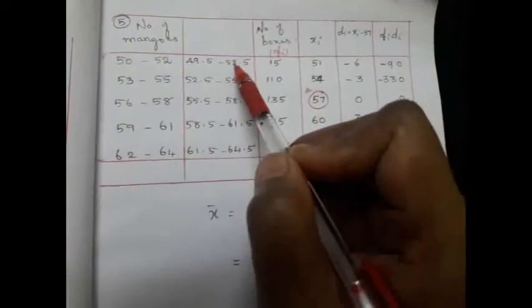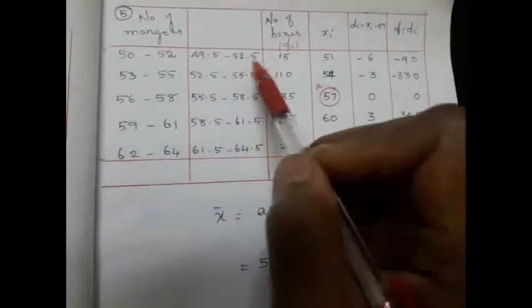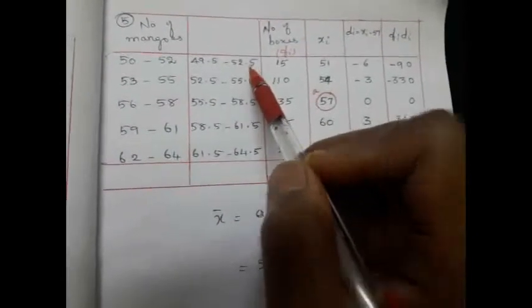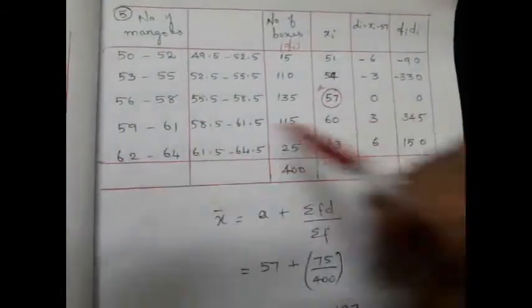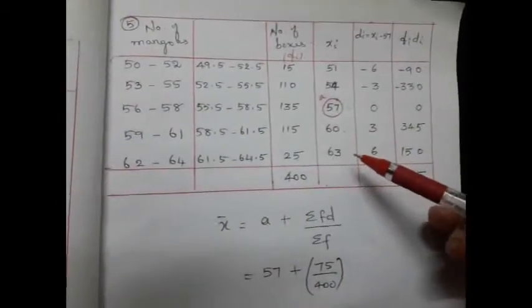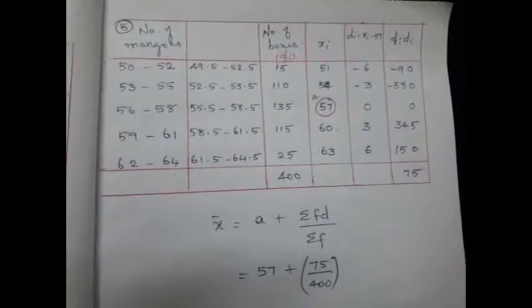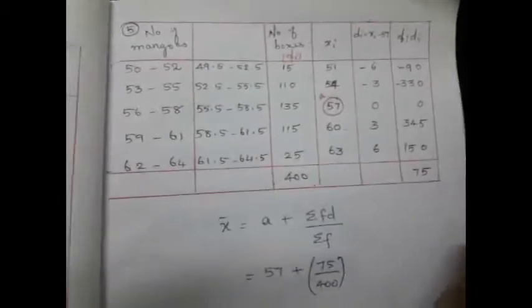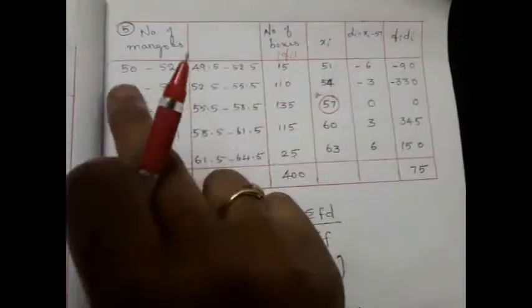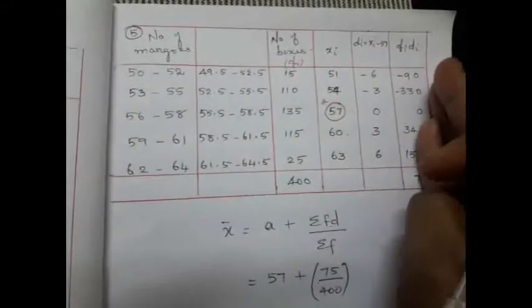And xi, how will we find it? We will add these two and divide by 2, the class mark. 49.5 plus 52.5 divided by 2 is the same as 50 plus 52 divided by 2. So it is going to be 51, 54, 57, 60, 63. With the mean, it doesn't make much difference, but with the other central tendencies it will affect the values. That's why we make it continuous. Whether it is mean, median or mode, if the intervals are not continuous, make them continuous using this procedure and then perform your usual calculation.